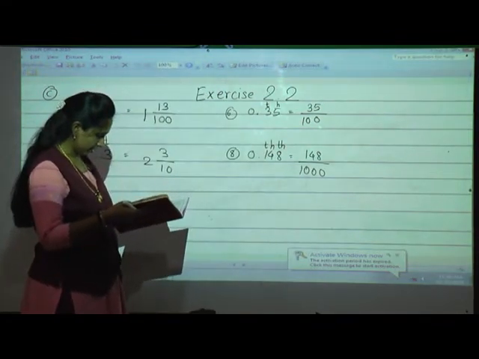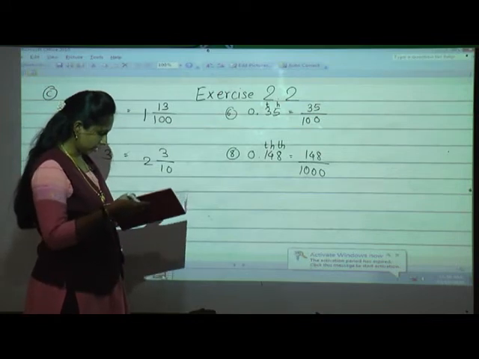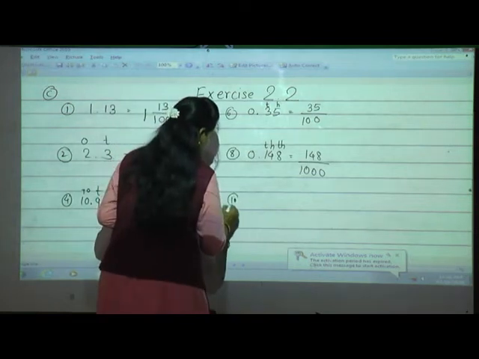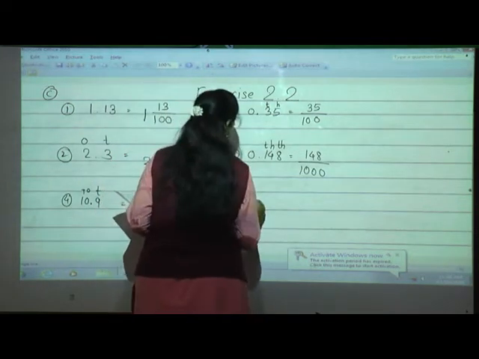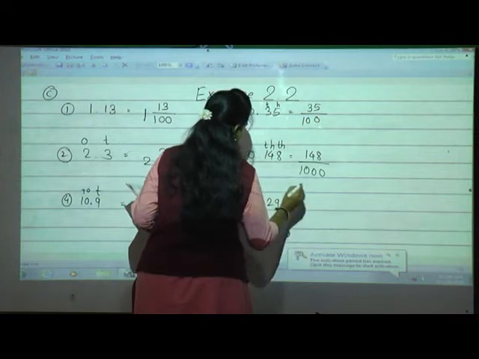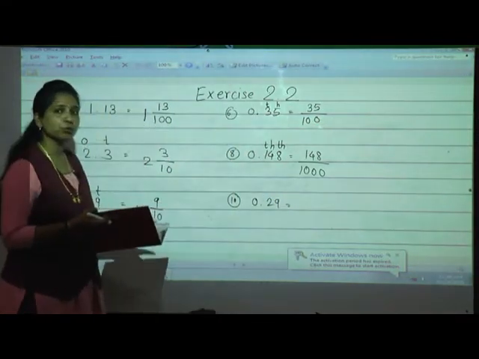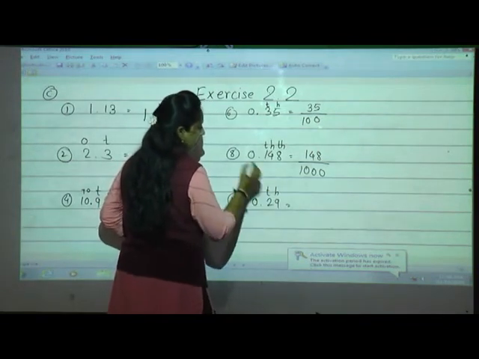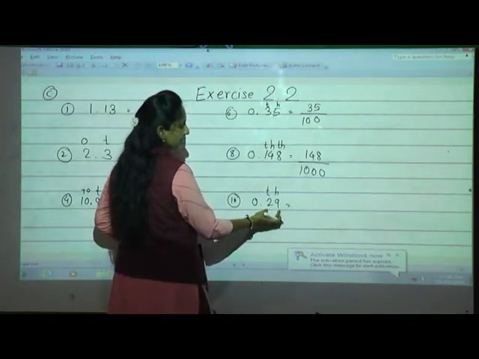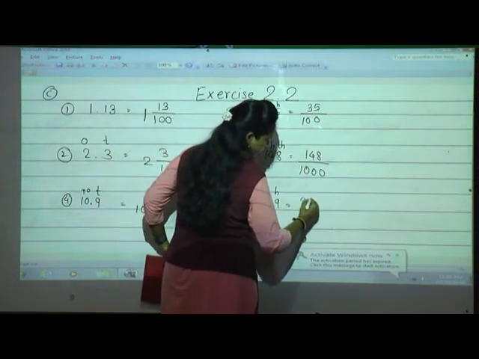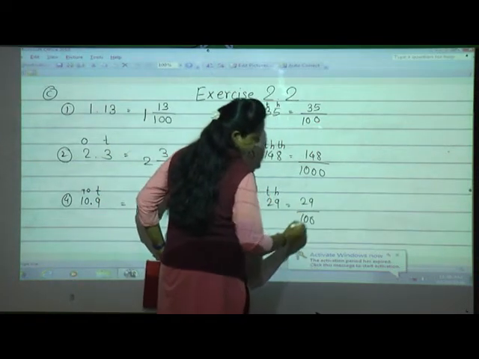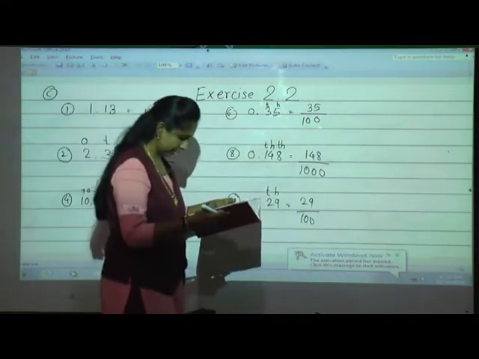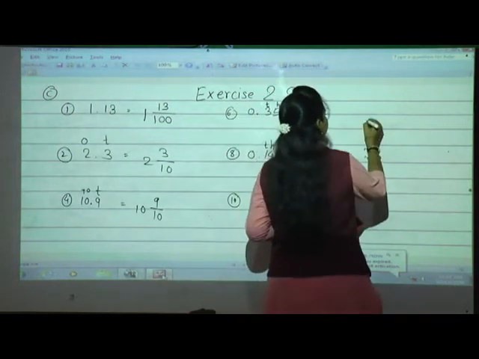Now next example. Now I will take the 10th one. What is the 10th one? 0.29. Now see 0.29. Give the place value after the decimal point, tenths and hundredths. How can you read? 29 hundredths. So write 29 hundredths. Okay.